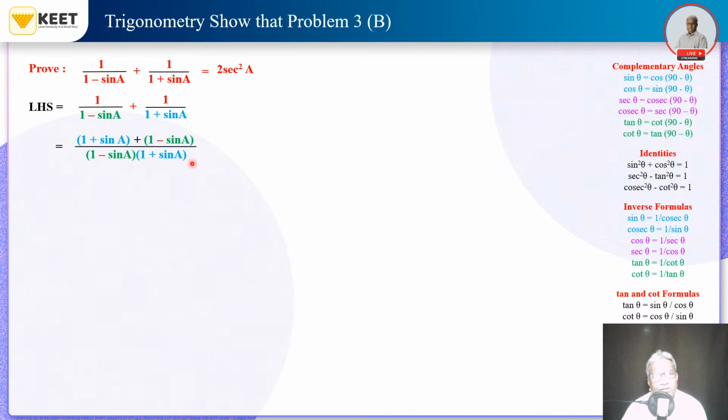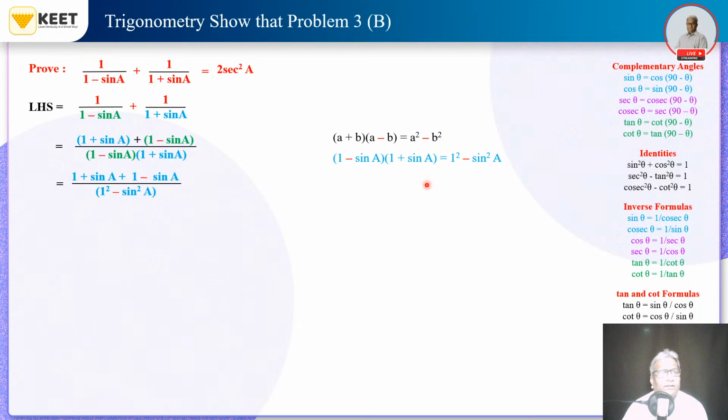Whereas in the denominator, it is 1 minus sin A and 1 plus sin A. So here you can use the expansion formula A plus B, A minus B. So you have here the formula A plus B, A minus B is equal to A square minus B square. We are supposed to expand the denominator, which is 1 minus sin A, 1 plus sin A, that is 1 square minus sin square A. So now we will be expanding the numerator. At the same time, the denominator is replaced by 1 minus sin square A.